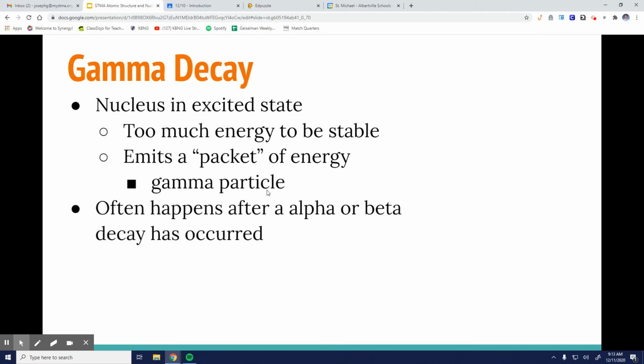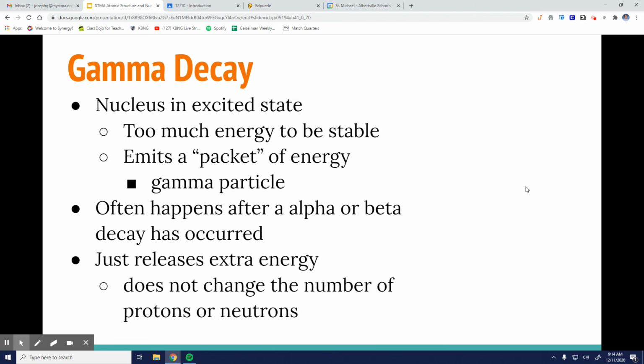it's not a particle, it's a gamma ray. And it often actually happens after an alpha or a beta decay has already occurred. It just releases that extra energy that's stored in the nucleus, and it does not change the number of protons or neutrons.